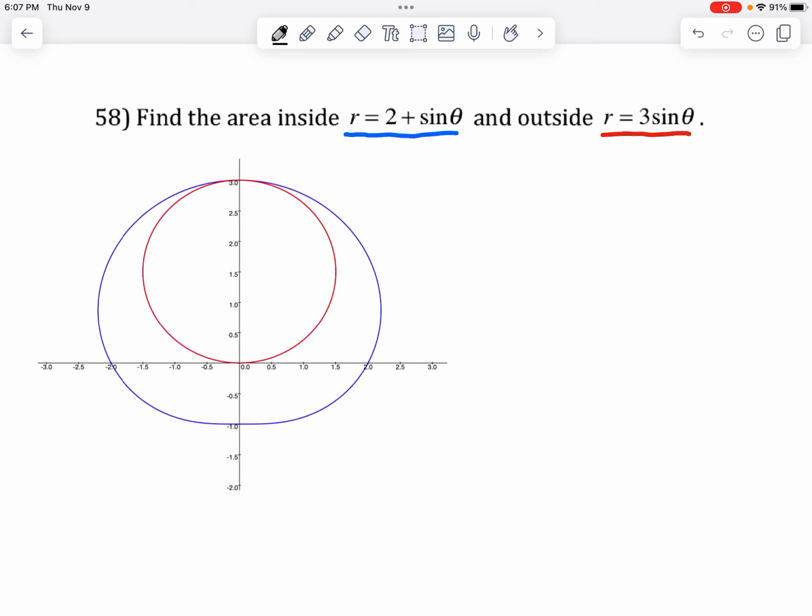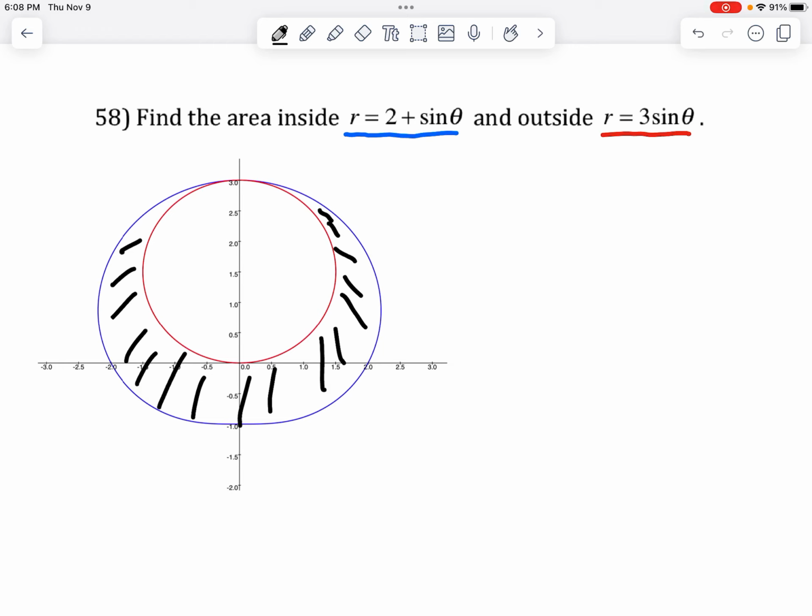All right, just one more fun one where we're finding area between polar functions. The blue one, or the bigger circle-ish looking shape, is 2 plus sine, and the red one is 3 times sine. And we're supposed to find the area in between. So you basically just need to find the area of the blue one, and then the area of the red one, and then subtract them.